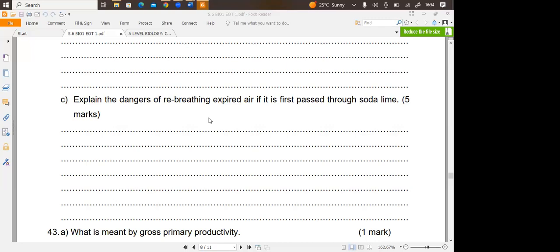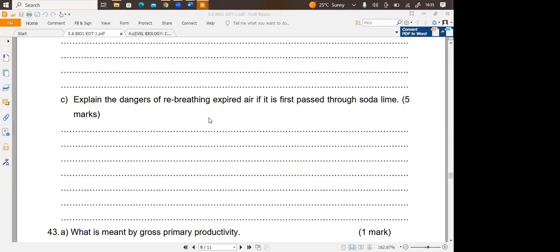Someone is saying distinguish soda lime and lime water in relation to the question. Oh, now don't confuse lime water and soda lime in the question here.